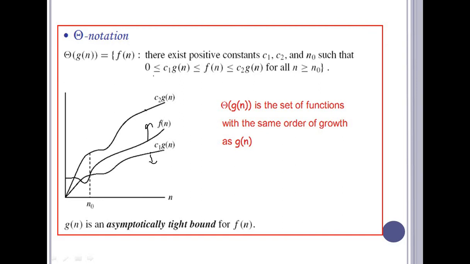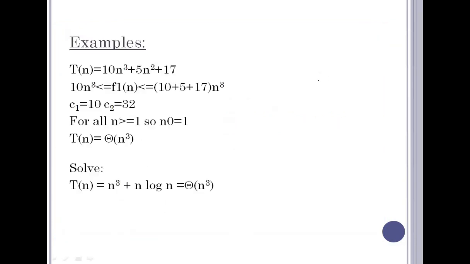So what will we do? We will always see that we have f of n, and we have to find g of n and C1 and C2 in such a way that this particular equation is satisfied for all values of n greater than or equal to n0. We will see one example so you can understand.